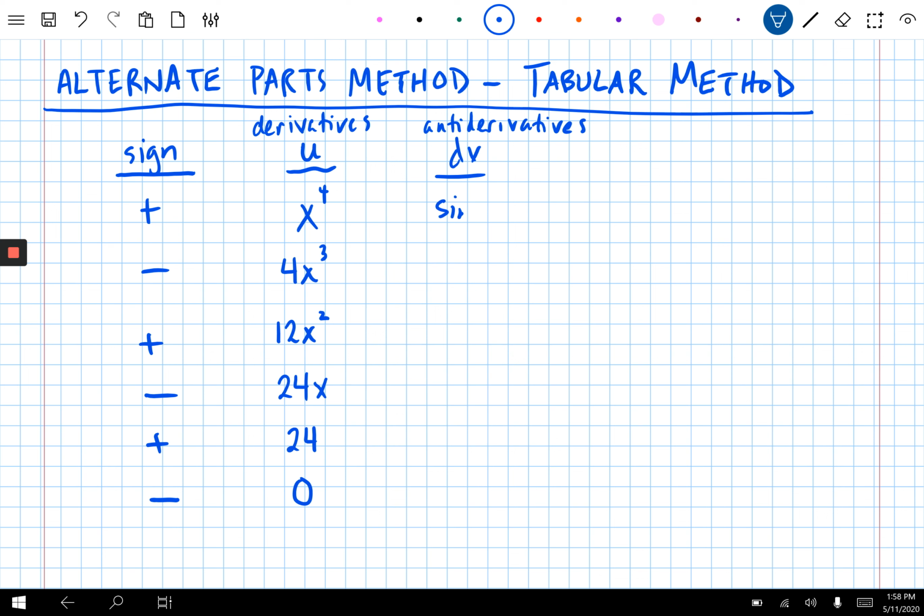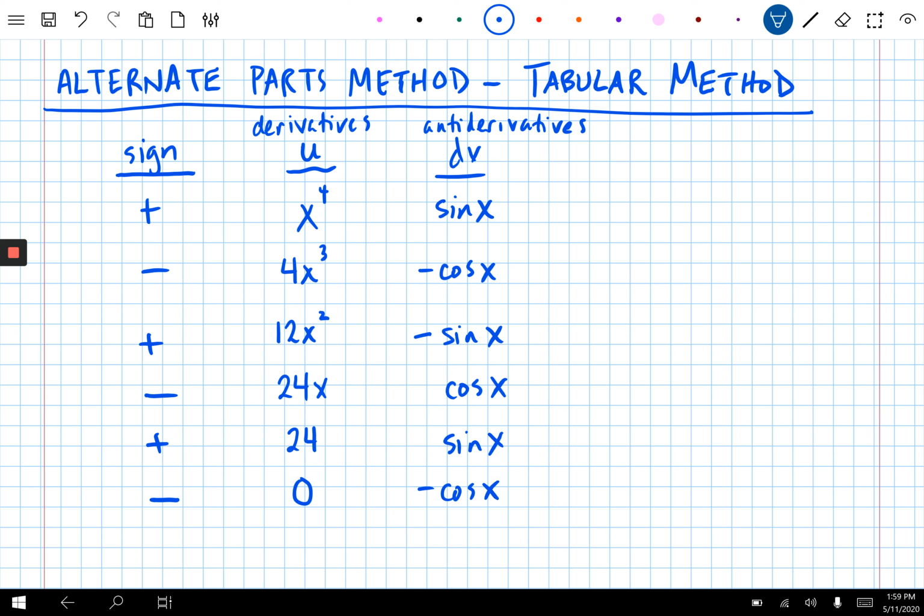dv is going to be sine of x. We'll leave off the dx. And then we start taking antiderivatives. So the antiderivative of sine is negative cosine. Anti of negative cosine, negative sine. Anti of negative sine, positive cosine. Anti of cosine, positive sine. And anti of sine, negative cosine again.